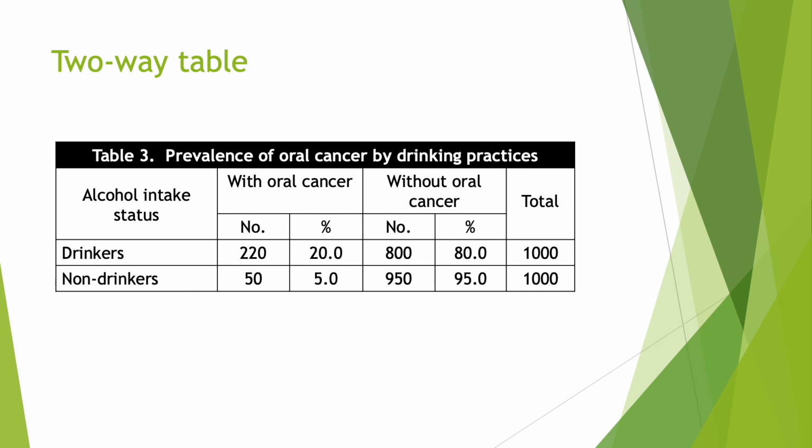Here is another two-way table. This time, the two variables involved are oral cancer, whether it is present or absent among the included study participants, and alcohol intake status, whether the study participant is a drinker or not.